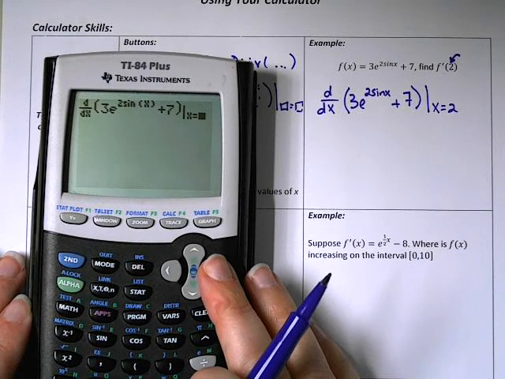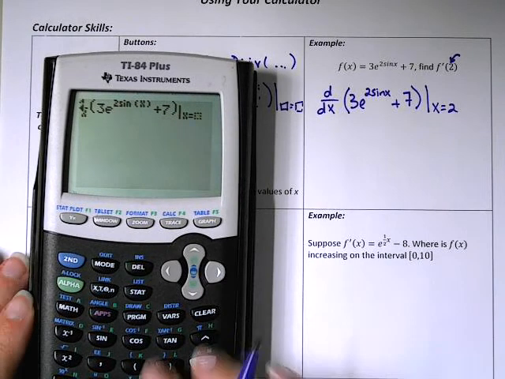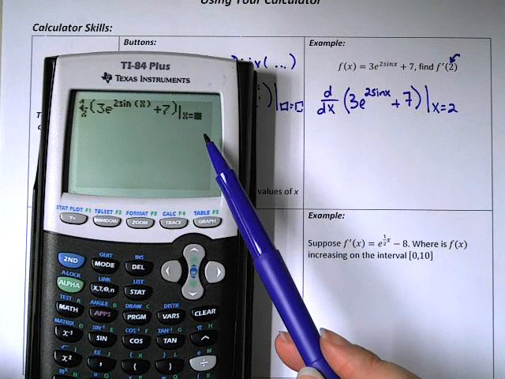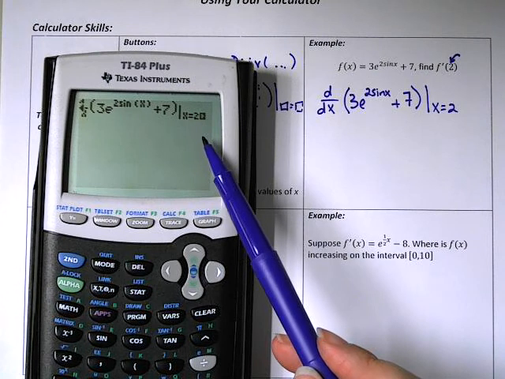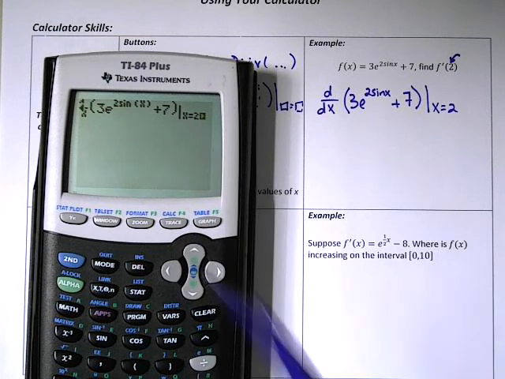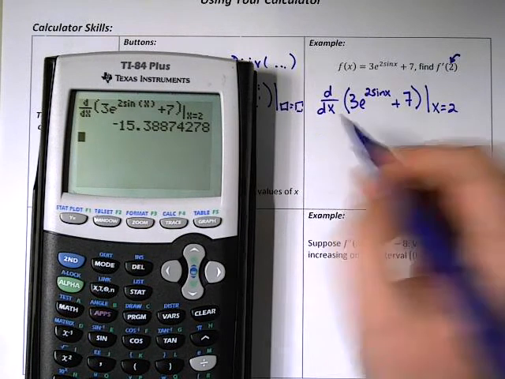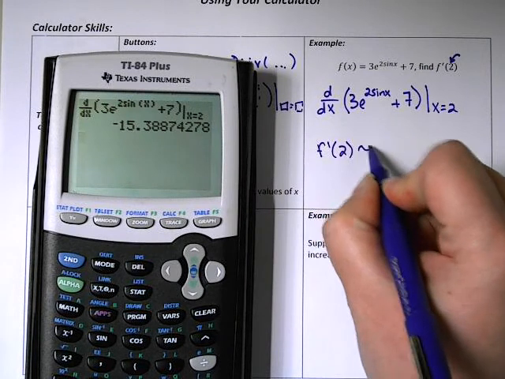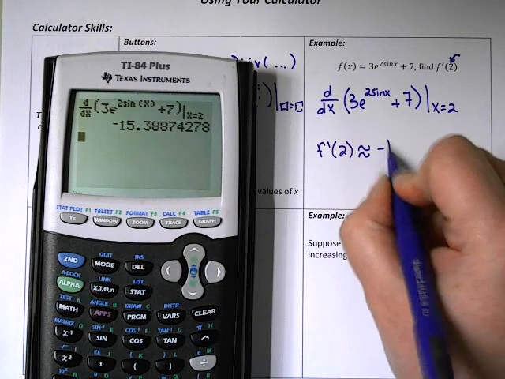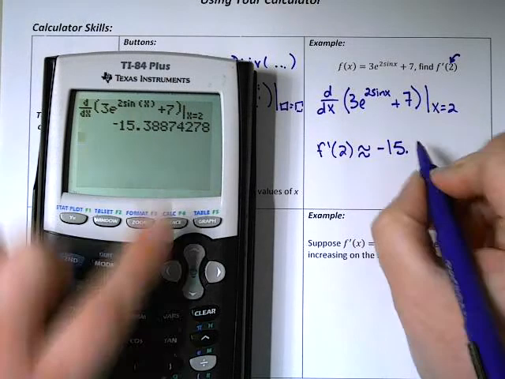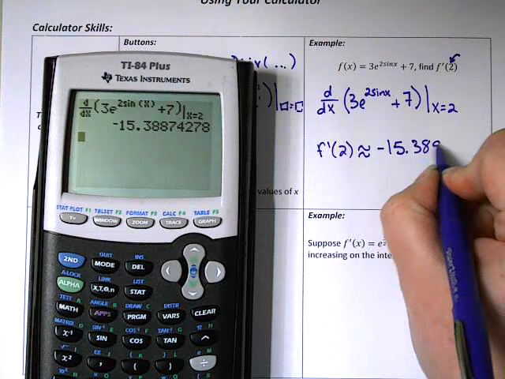And we're going to go out of the parentheses here, and it wants us to tell it which x value we need to evaluate this at. This is at x equals 2. All right. By the way, make sure you're in radian mode, okay? Just in case you didn't check that already, make sure you're in radian mode and hit enter. So what we can say then is that f prime of 2 is approximately negative 15 point, by the way, we're going to round to 3 decimal places, so 389.